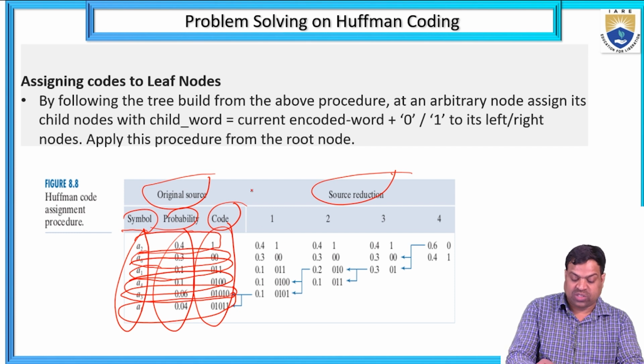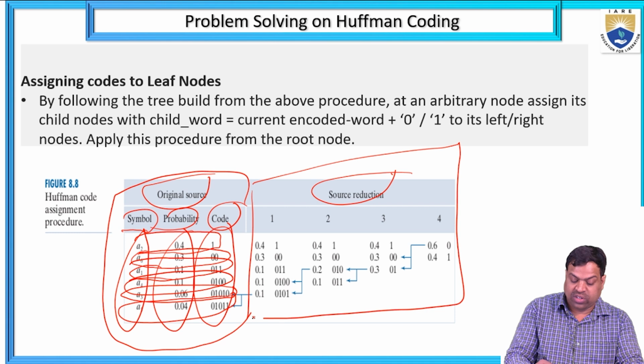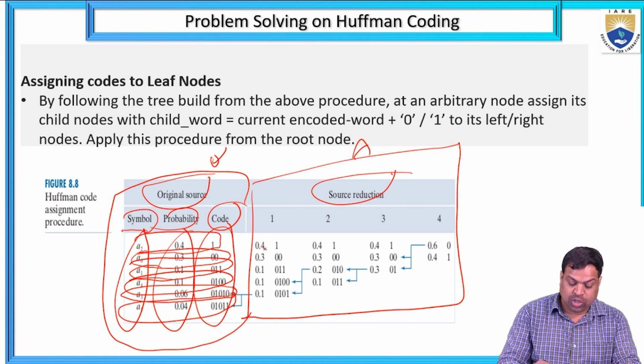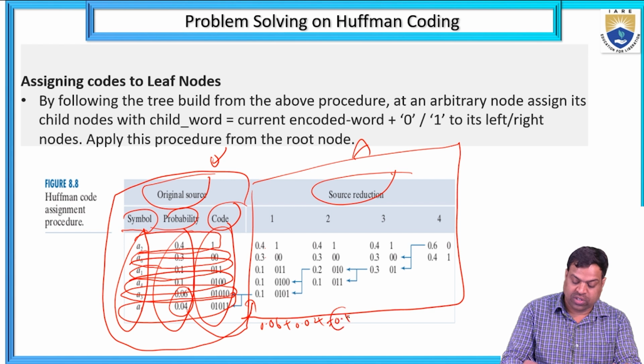So what is the next step? Up to here the original source is there. Now I have to go for the source reduction. It is a question and it is an answer. So I am taking 0.4, 0.3, 0.1, 0.1. The last values I added: 0.06 plus 0.04 equal to 0.1. So this 0.1 is there. So 0.1, 0.1, 0.3 and 0.4.